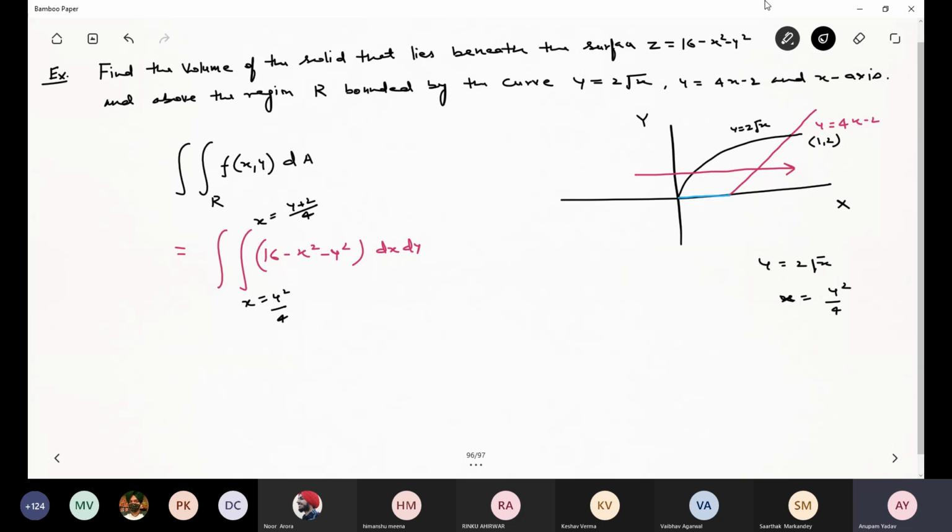Okay. So y is starting from y equals 0, which is the x-axis, and its uppermost point is 2. So y equals 2. If you evaluate this integral, it will lead you to the result. I'm not evaluating the integral because you can do it. It's not a problem. It's just a simple calculation.